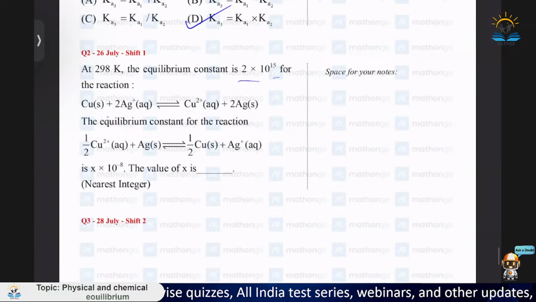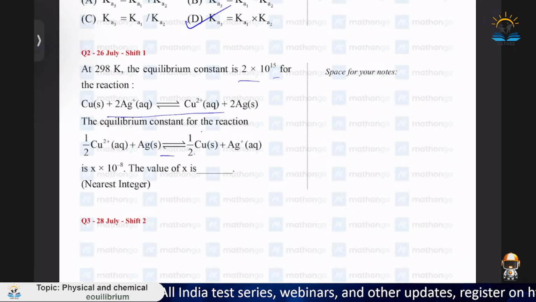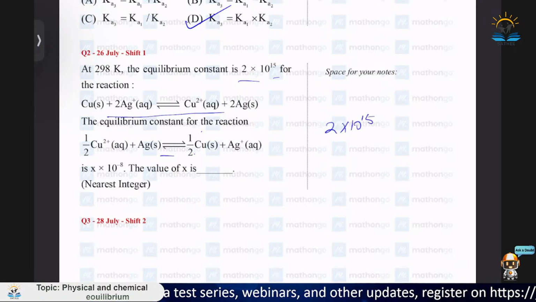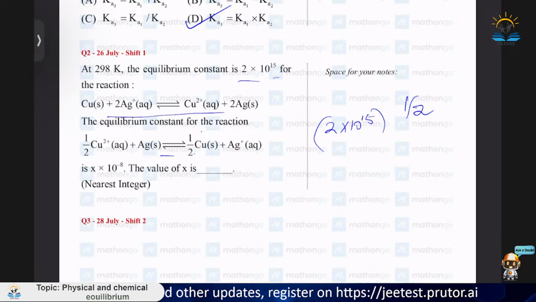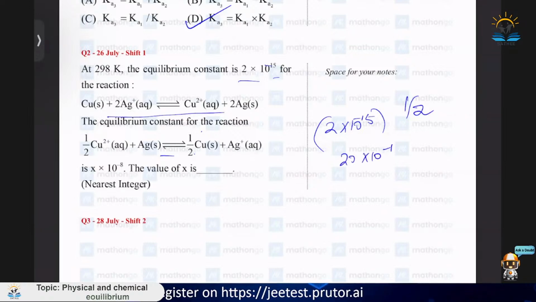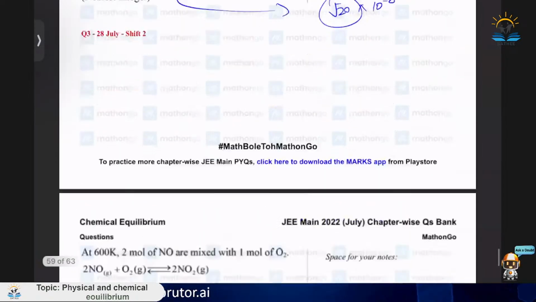Then they have given the equilibrium constant for this reaction. Now they are asking for the equilibrium constant if we halve it. So 2 into 10 to the power minus 15, to the power 1 by 2. So 20 into 10 to the power minus 16 by 2, that will be under root 20 into 10 to the power minus 8. So x is equal to under root 20.